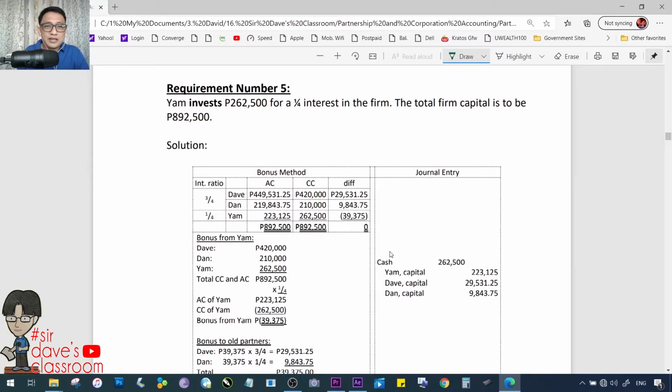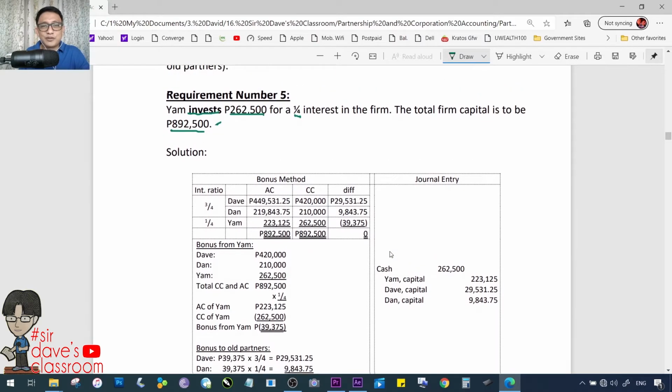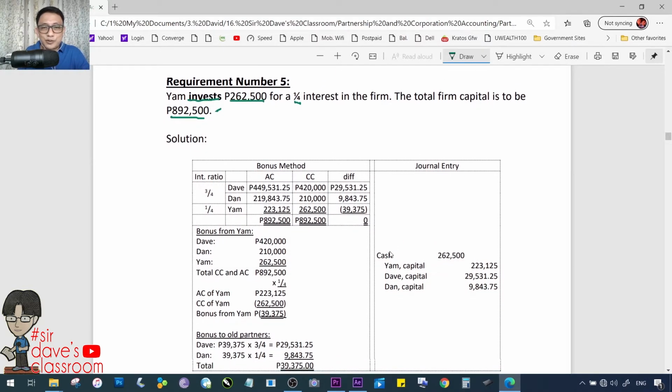Requirement number 5. YAM, again, invest 262,500 for 1/4 naman this time interest in the firm. The total firm capital is to be 892,500. Yan yung mga conditions eh. So, hahanapan natin siya ng way on how we're going to comply with all of these conditions. So, 420, 210, binigay yung 262,500. 262,500. So, totaling these 3, it would give you 892,500. Ano pang sabi? 892,500 din daw dapat yung total agreed capital.